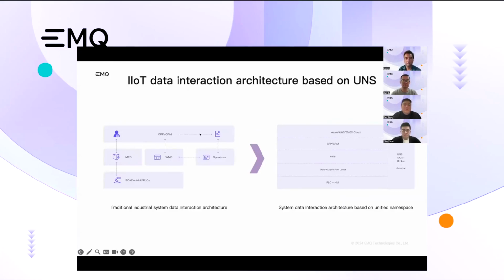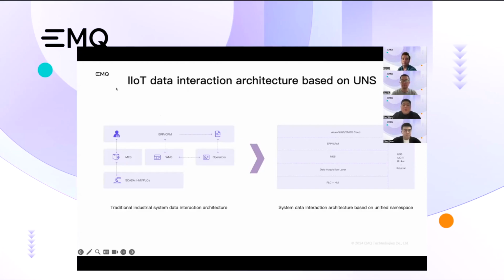The left part is the traditional industry IoT system. We have the SCADAs, we have PLCs, we have HMI on the edge side, and we have different kinds of IT systems, such as MES, WMS, and some operational systems. And on top of those systems, we have the IT systems like ERP and CRM. So we use the point-to-point infrastructure to do the data integration and communication between the systems. So that's the traditional way.